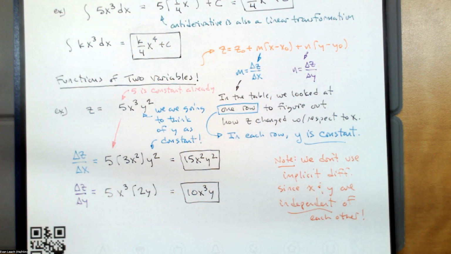When we apply implicit differentiation to an equation, the read on that equation is that we're describing a relationship between x and y. Here, we're thinking of x and y as being independent of each other.